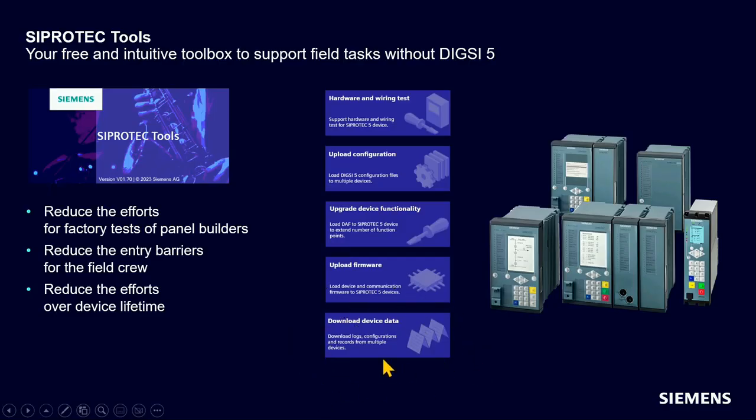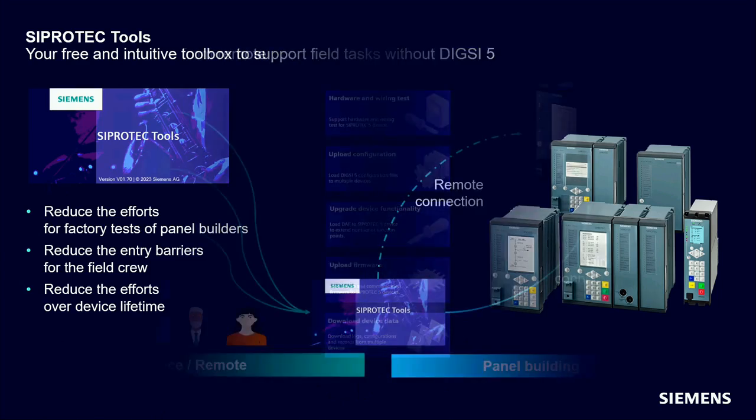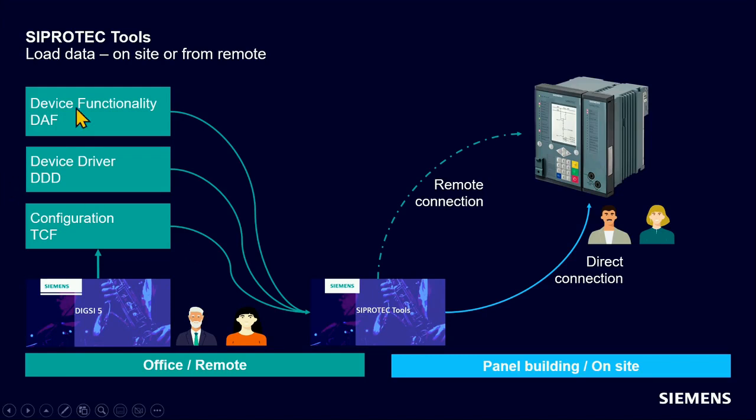latest development, download device data from the device, the configuration of the relay onto the local PC where this program is running. So you see that again. So I load data via the CProtect tools into the relay, either via a direct, or it's also possible to establish a remote connection. And the data I can load to the relay is the DAF file. So this contains basically the function points, the device functionality. If I want to upgrade the device, I can load a certain firmware into the device, and also a configuration.